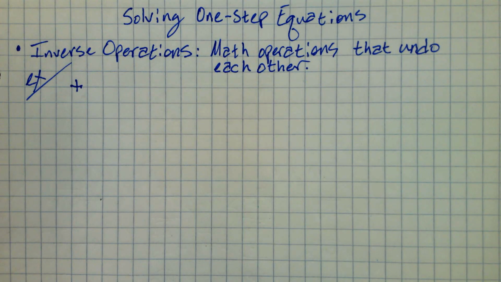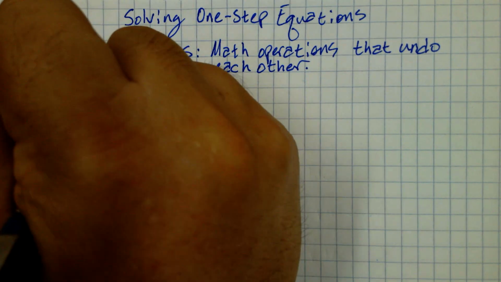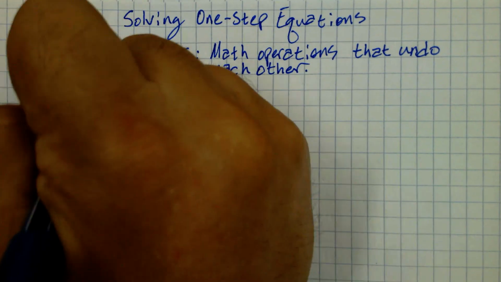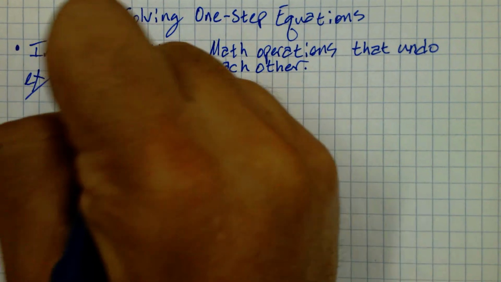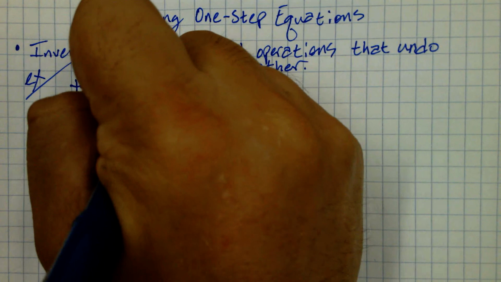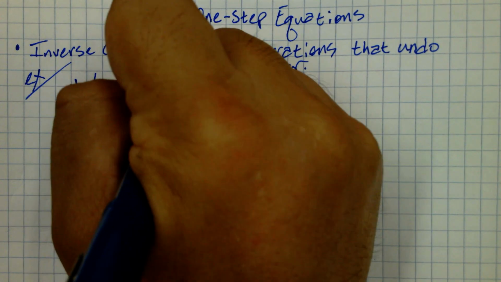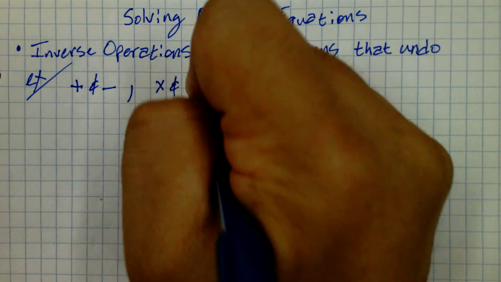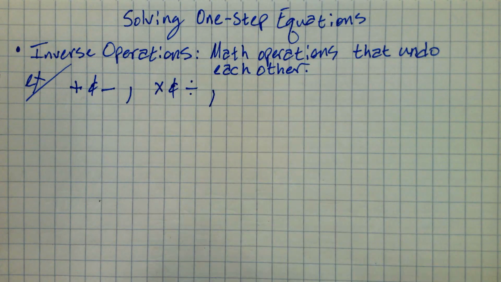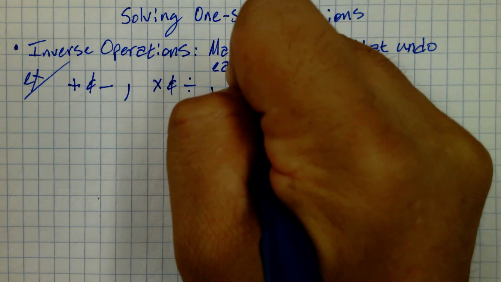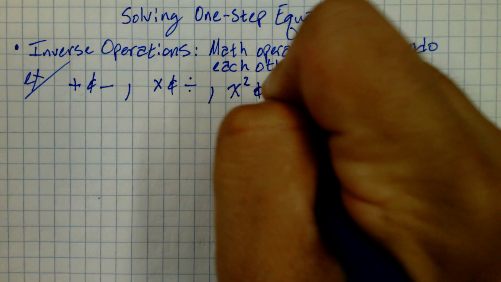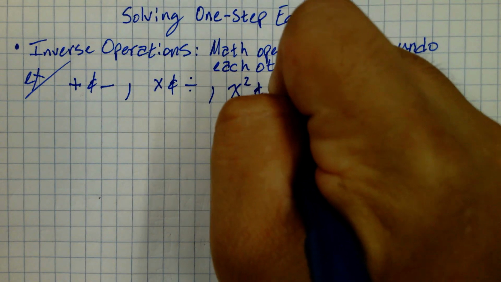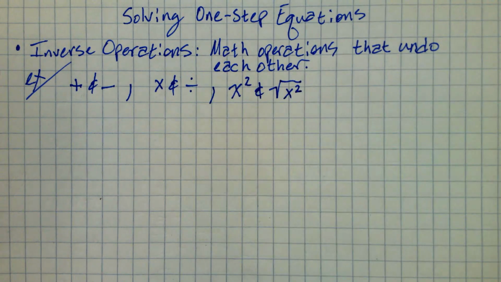You make a math family with two operations, addition and subtraction. Also multiplication and division, right? And then we recently learned of a brand new one, squaring and square rooting. Those are inverse operations.